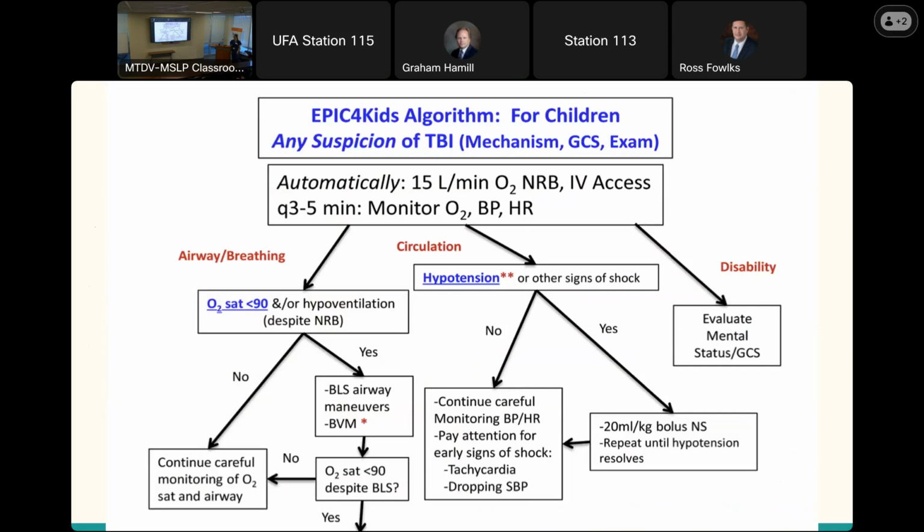And all across the country, several centers, it was a systematic review, and then they came out with these guidelines. So it sounds like this is what you're following.